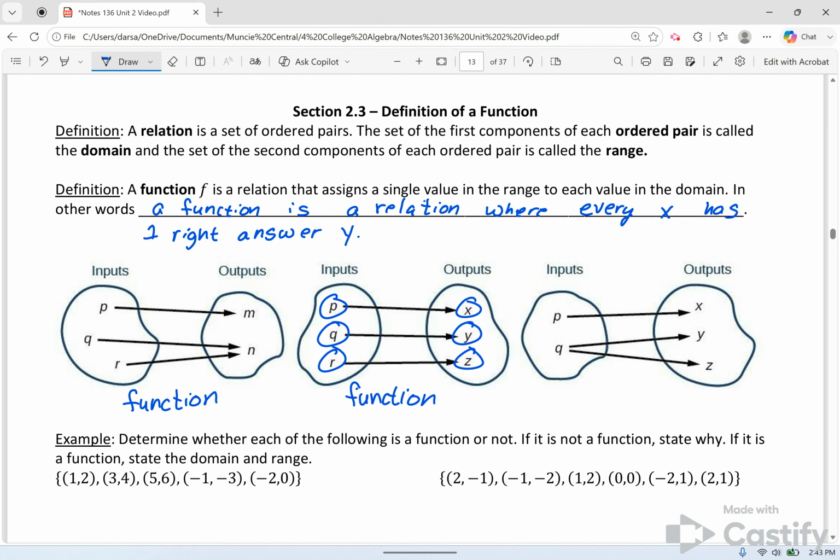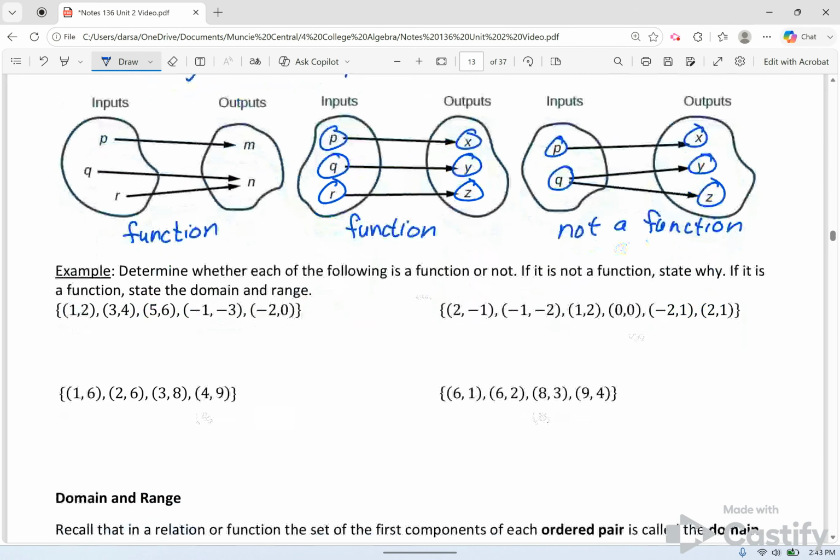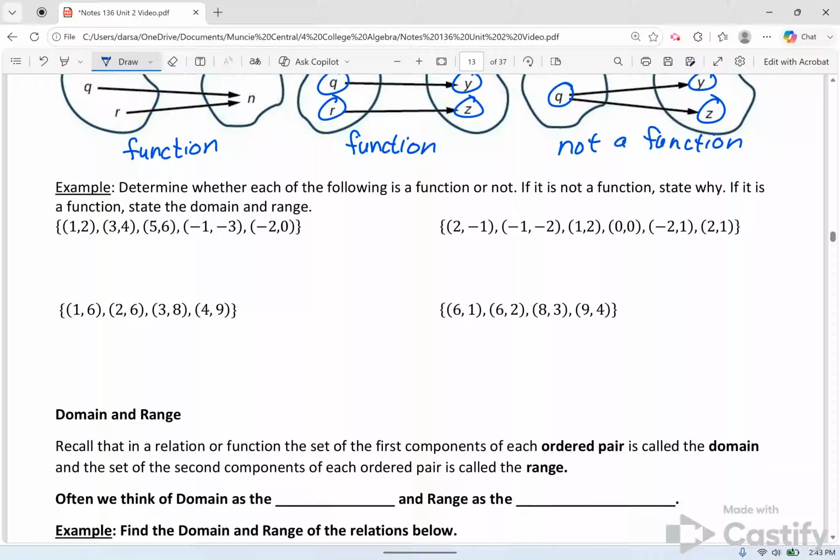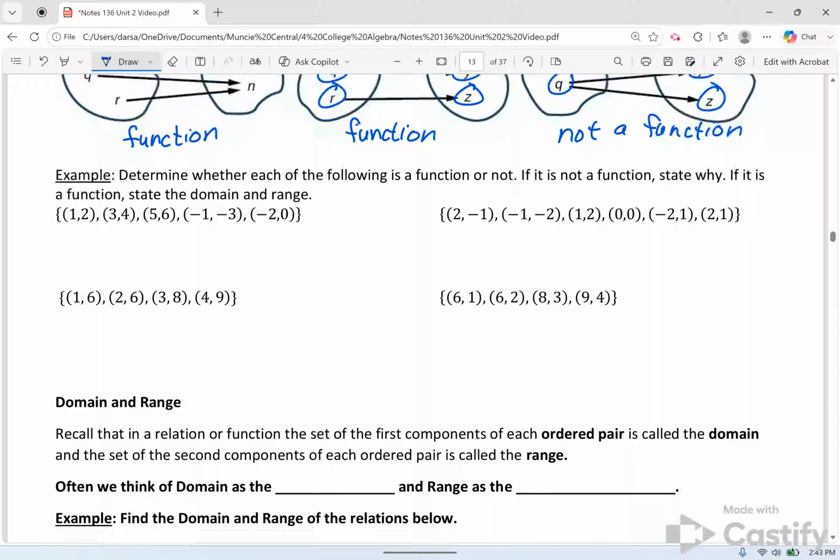However, if we look at this last one, okay, plug in a p, the answer is x, one right answer. But when I plug in q, how many answers come out? Y and z. Two answers y for one x. This one is not a function. So we need to be able to identify, is it a function or not a function, in various ways. This is our mapping version of is something a function or not. We also need to be able to look at a set of ordered pairs and their x's and the answer y that comes out and determine if something's a function.